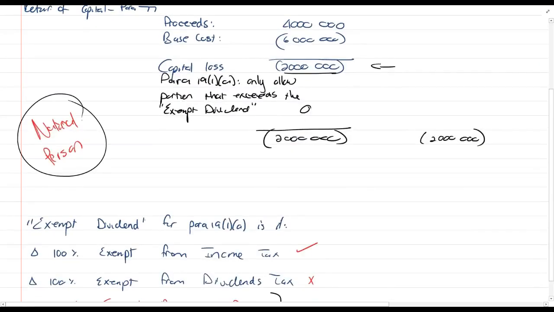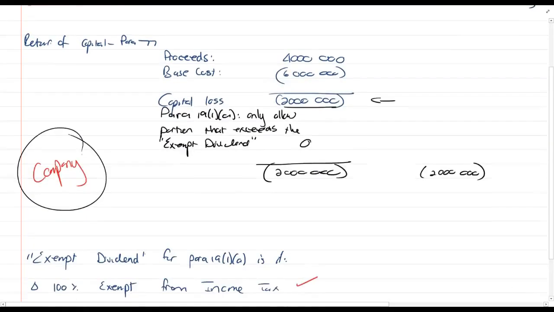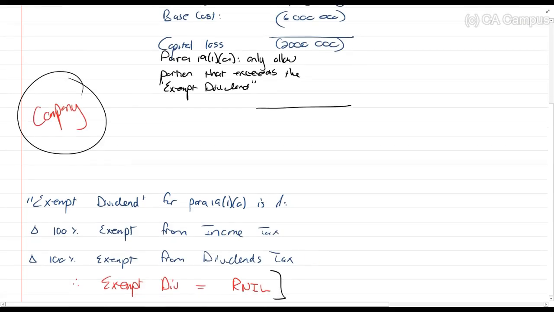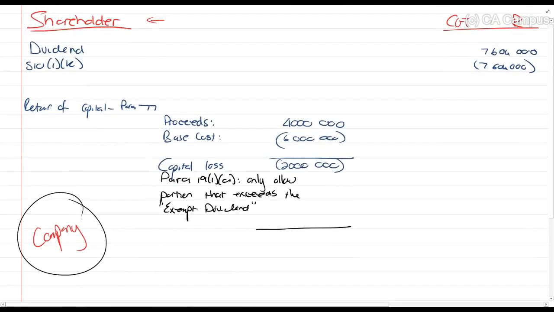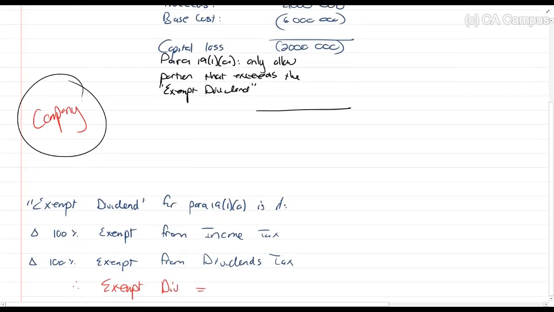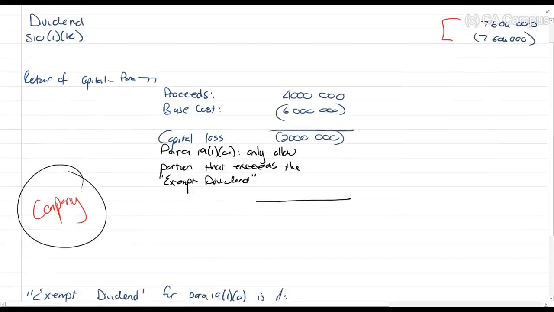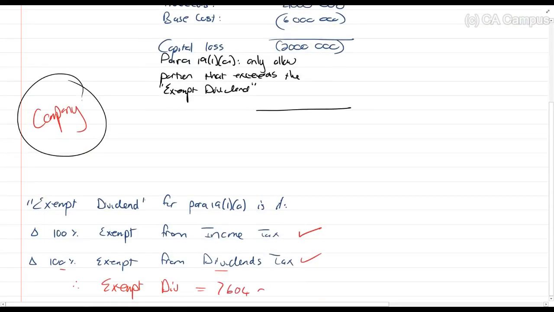Okay, now, if that shareholder is not a natural person, but a company. So first up you ask, is it 100% exempt from income tax? Yes, it is. And that will always be the case, basically, guys. Is it then 100% exempt from dividends tax? The answer is yes, because it's a company. So the exempt dividend is 7.604 million. So paragraph 19 says only the amount that exceeds 7.604 million can be allowed. It's 2 million rand, so no amount exceeds it, so no amount gets allowed under my capital gains tax.